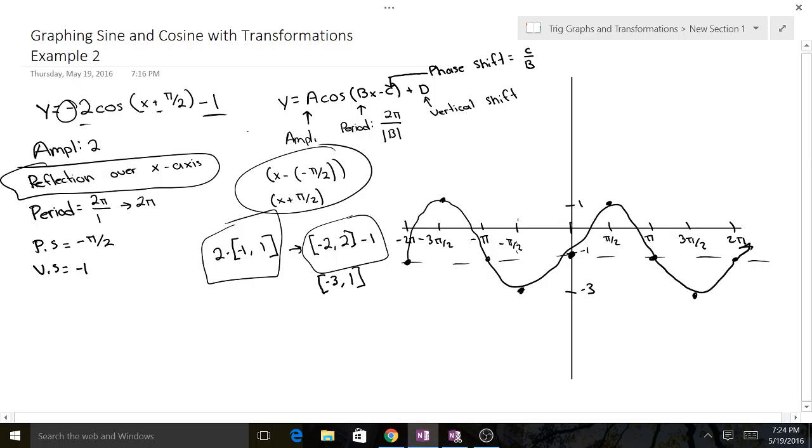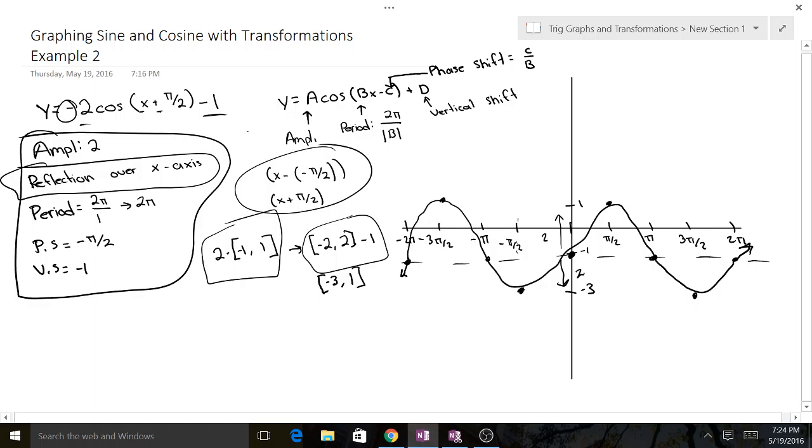And now I can check my work because I have what I think is the right graph. But now let's make sure that we've accounted for everything in here. Amplitude of 4. So if there's an amplitude of 4, I'm going to be 2 above the midline and 2 below the midline. That looks right. I went from -1 all the way up to 1. I went up 2. Then I went from -1 all the way down to -3. I went down 2. So check.